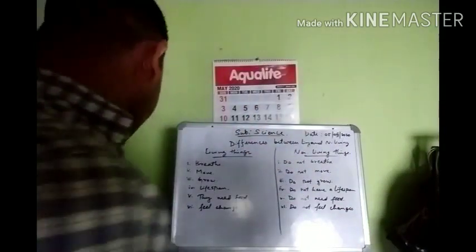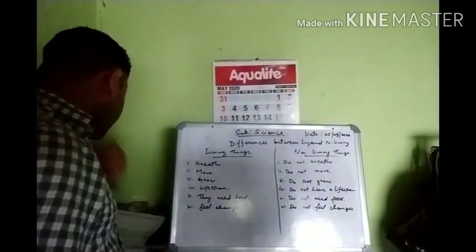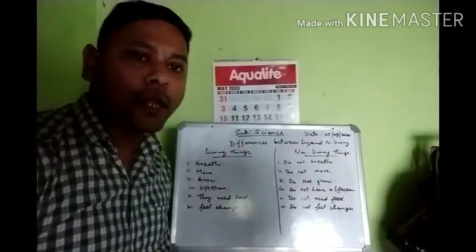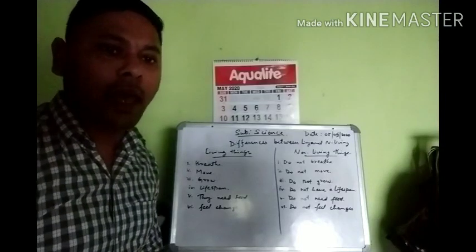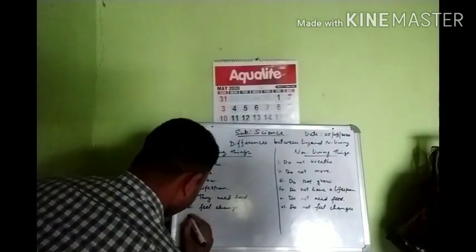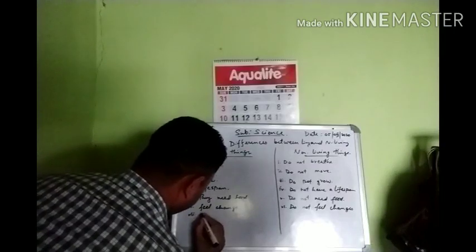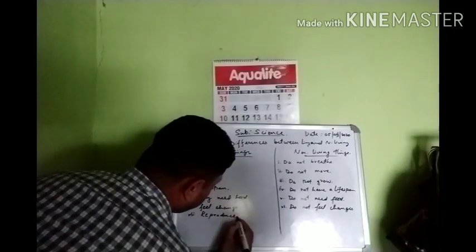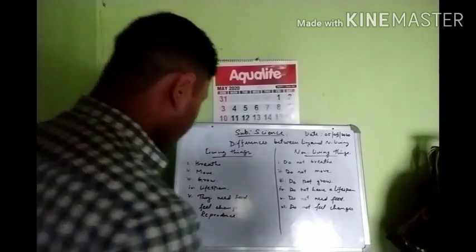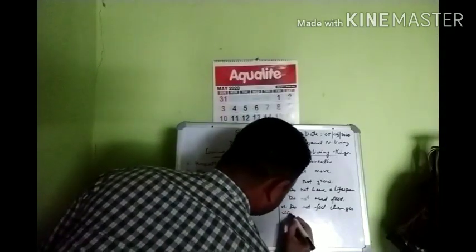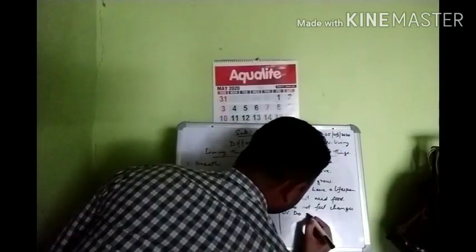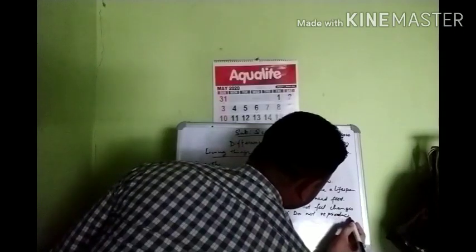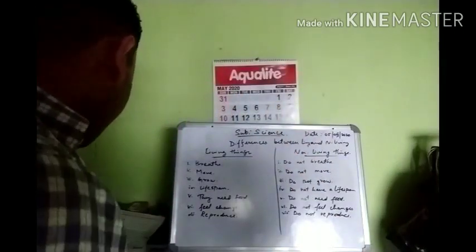Next, we'll talk about reproduction. Living things reproduce. But non-living things do not reproduce.